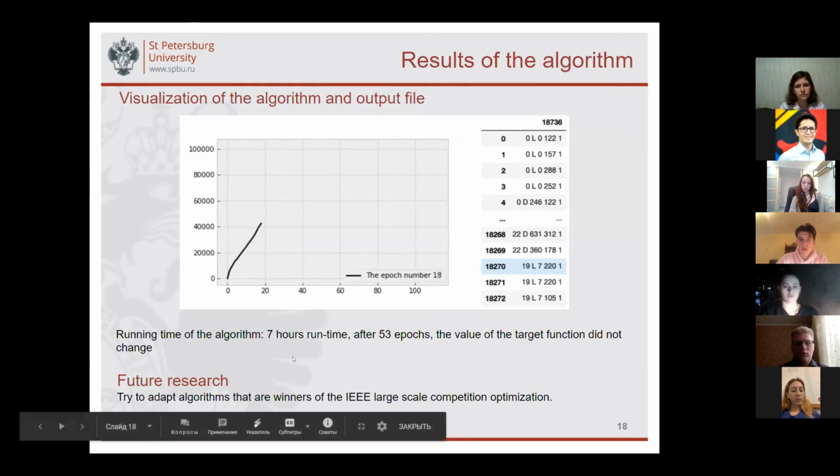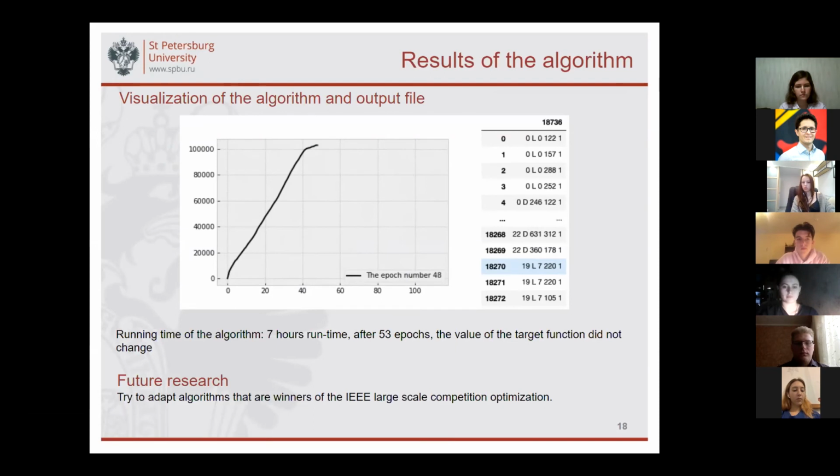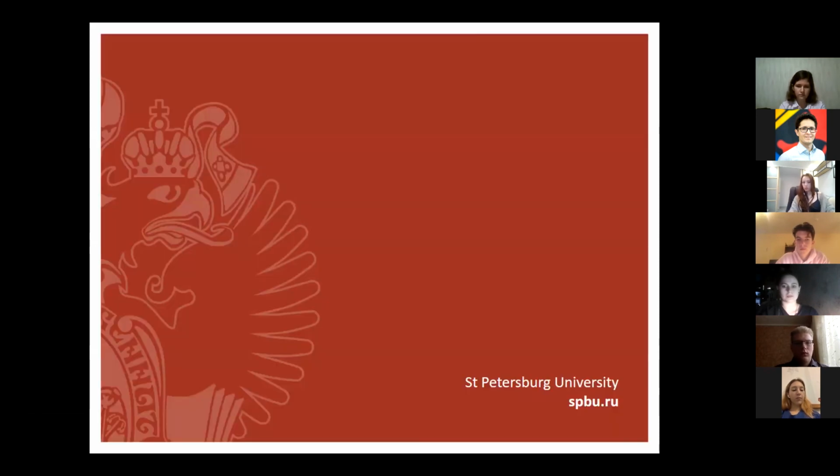Talking about our future research, we will try to adapt algorithms that are winners of the large-scale optimization competition. And that's all. Thank you, everybody.